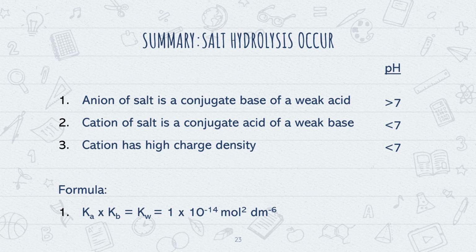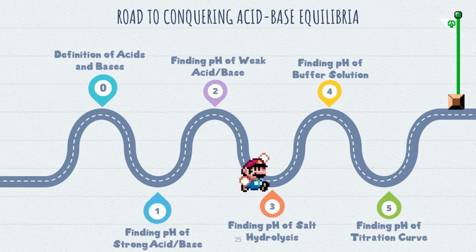And when would this salt hydrolysis be relevant in our grand scheme of conquering the acid-base equilibrium series? You will see it more in level 5 when we combine all the knowledge we learned from level 1 to level 4 to help figure out how to sketch a titration curve, or how to plot a very nice titration curve. Okay, so that's the end of our video.